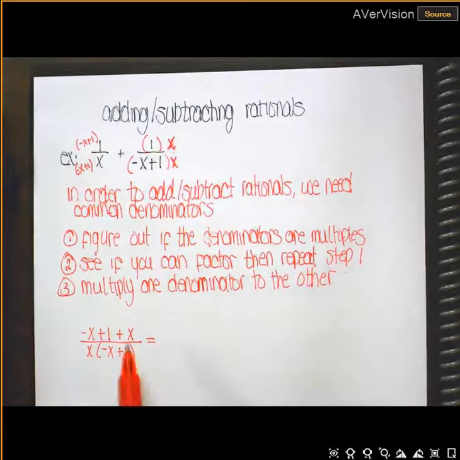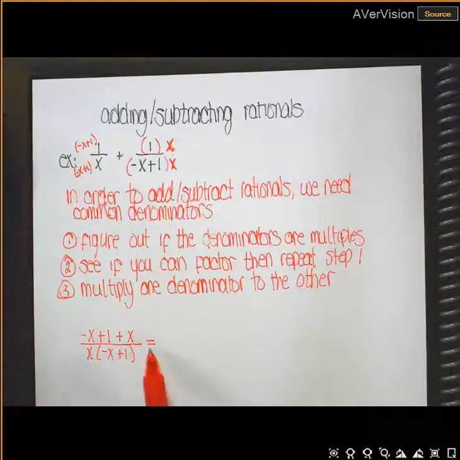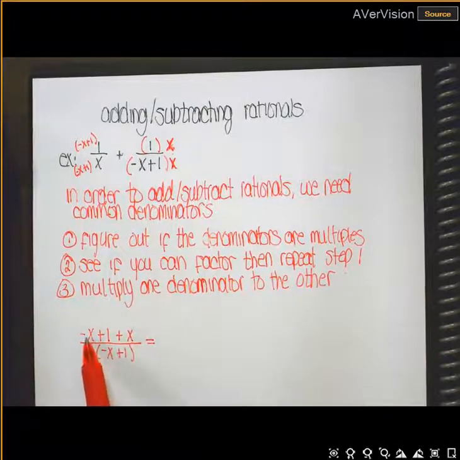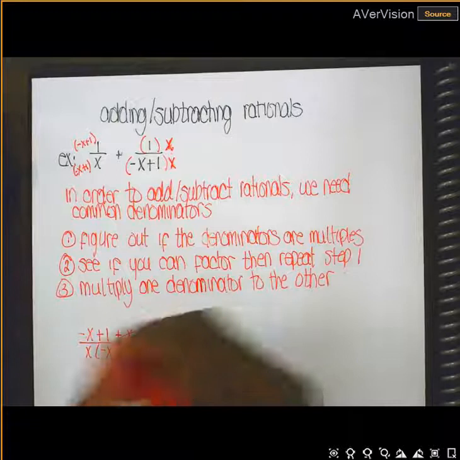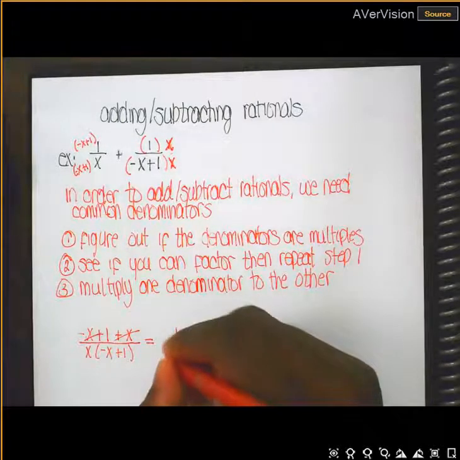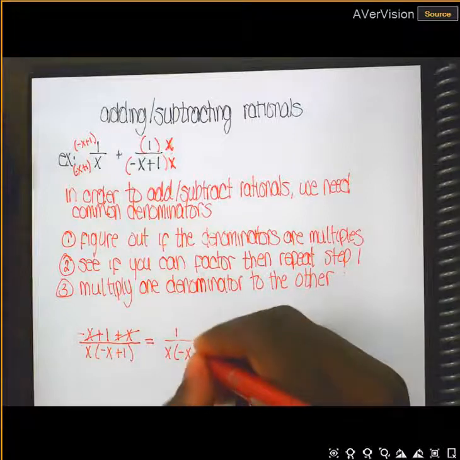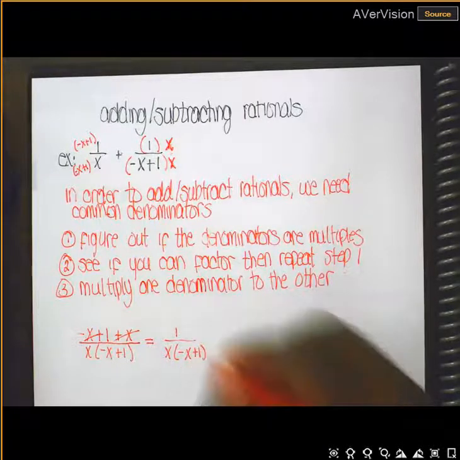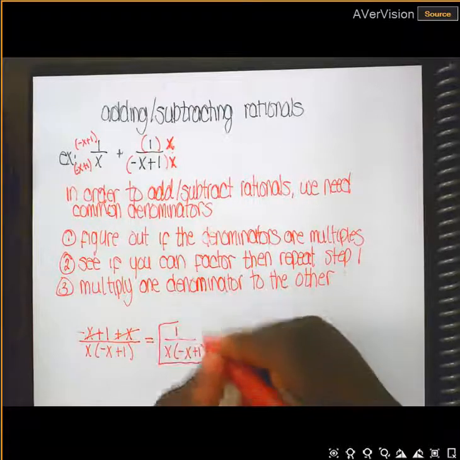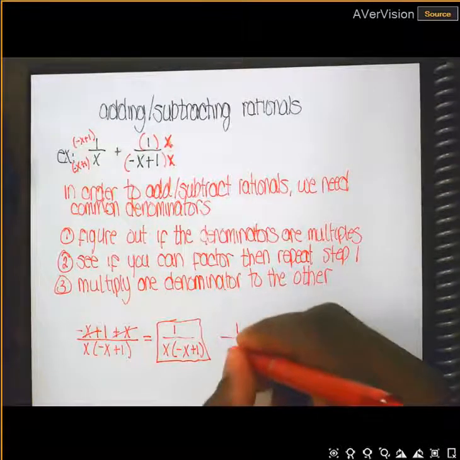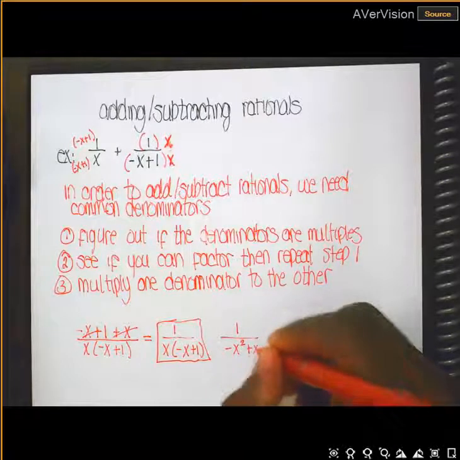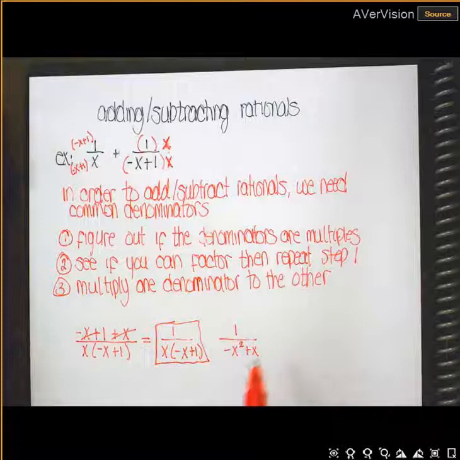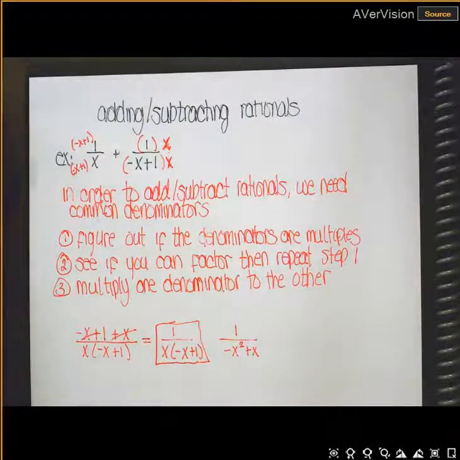Right. Now that we have common denominators and we put them all under one fraction, we can simplify. We have negative x plus x, those cancel out, and we're left with 1 over x times negative x plus 1. So you can leave your answers like this, or you can multiply that x back in. That's fine, but you want to make sure that the fraction is fully simplified for your quiz. By fully simplified, I mean if you factor it out, nothing cancels out.